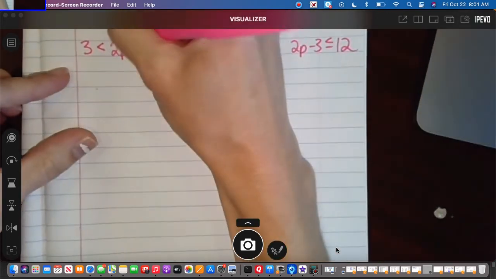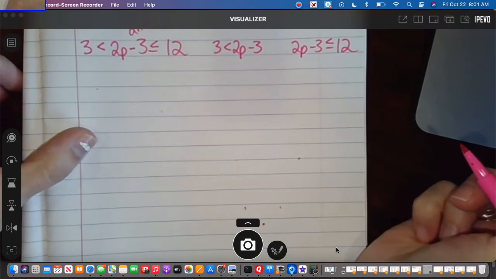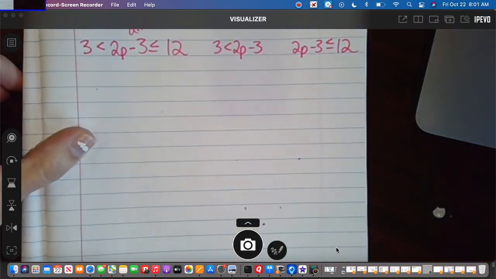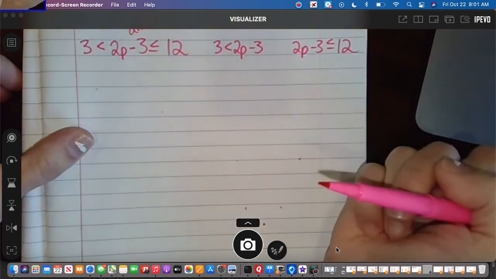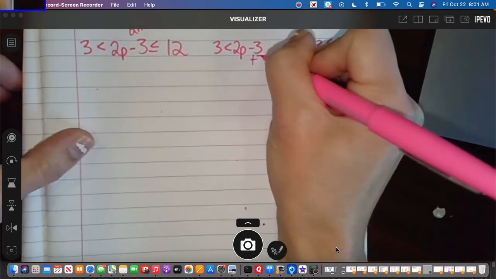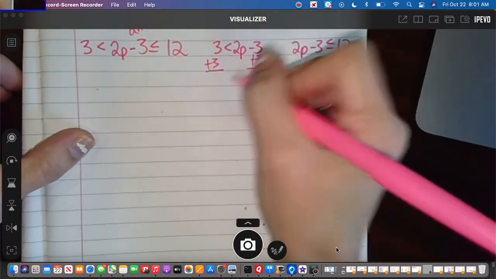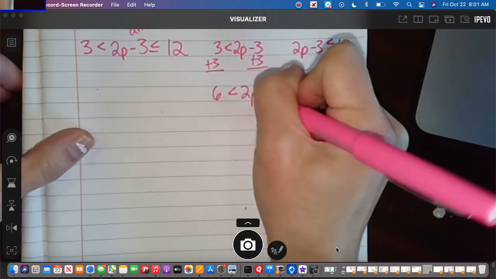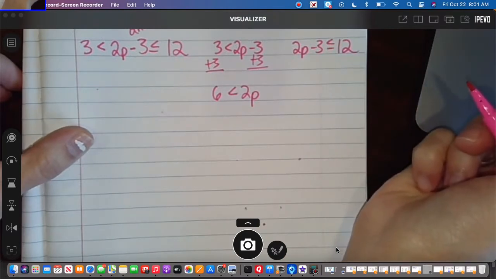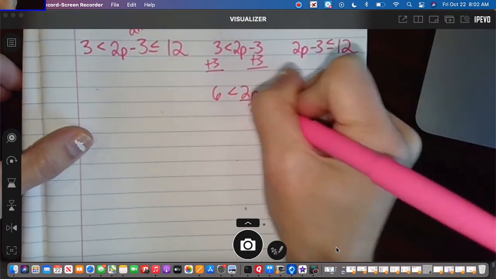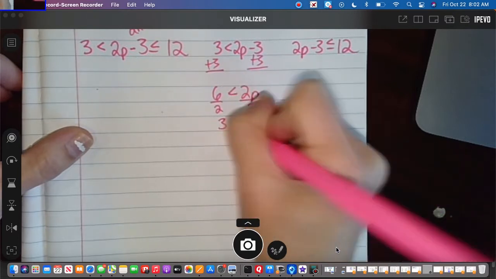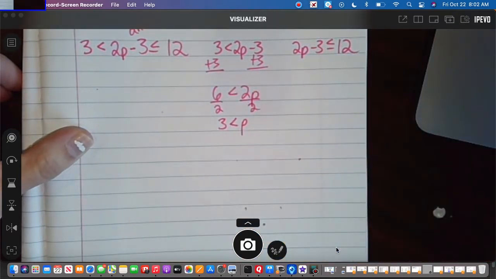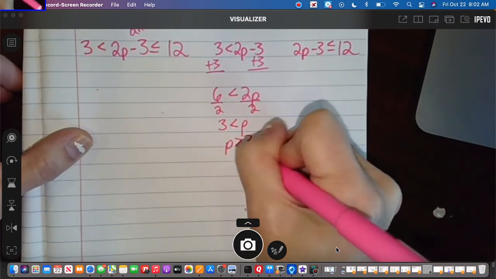Just keep in mind that this is an and when it's written like that. An or is going to actually have the word or written down every time. So how do I solve this one? Add 3. Add 3. So I have a 6 over here and a 2p over here. Then divide by 2, and I have 3 less than p. But I don't like for my variable to come last, so I'm going to flip the whole thing around. So that actually says p is greater than 3.